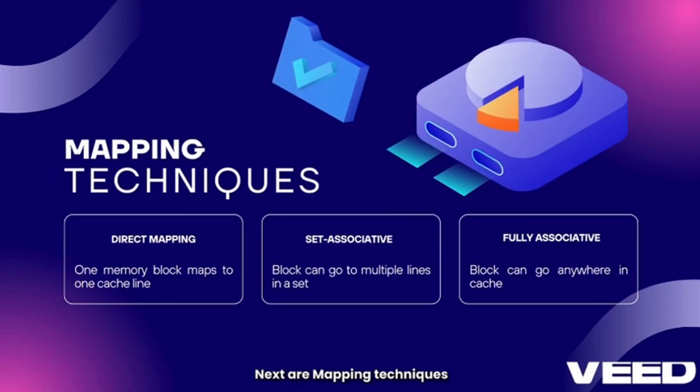Next are mapping techniques, which determine how data is placed into cache. Direct mapping is the most straightforward method.